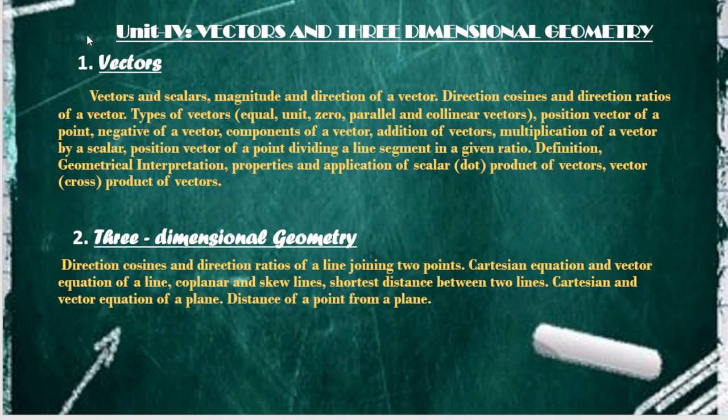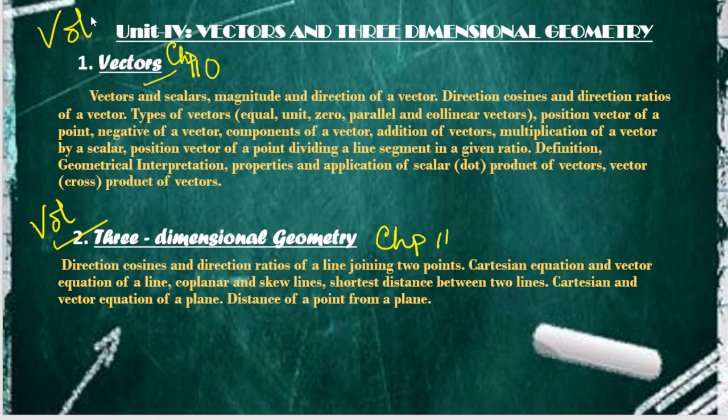Now let's move to our next section, which consists of vectors and three-dimensional geometry. It is our chapter number 10, vectors, and this 3D geometry is chapter 11. This is from volume 2. Our entire second term is from volume 2. And in chapter number 10, only miscellaneous question number 10 has been removed from the miscellaneous exercise.